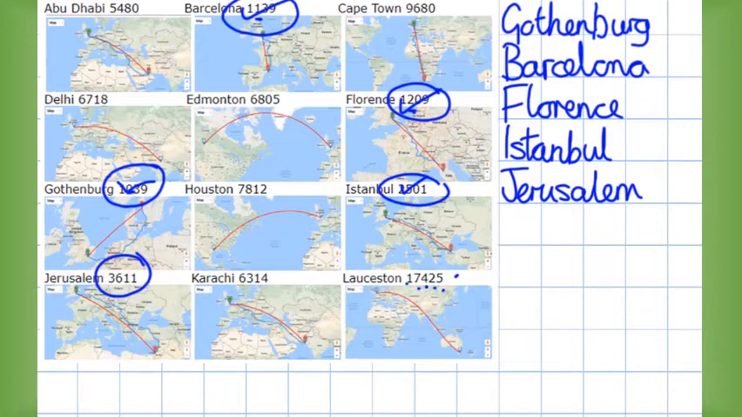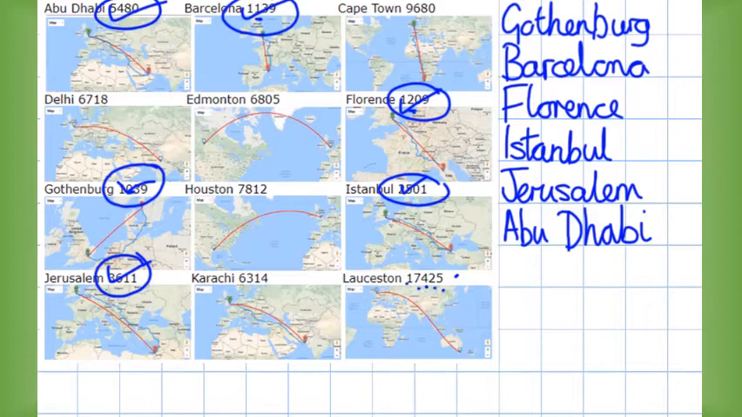I've got 5,000 though. I've got Abu Dhabi in the Middle East, and I think that's the only one I've got that's 5,000 kilometres, so that one comes next. Abu, new word, Dhabi. Okay, and I can cross that one, or give that one a tick. Oh, I didn't tick Jerusalem, otherwise I'm going to get myself confused. Right then, any with 6,000 kilometres.